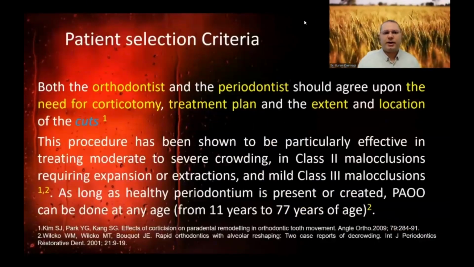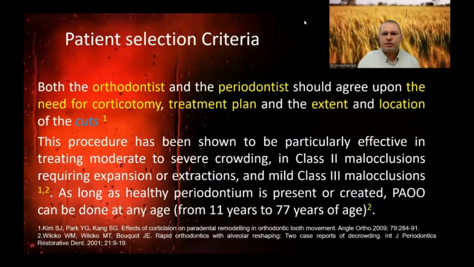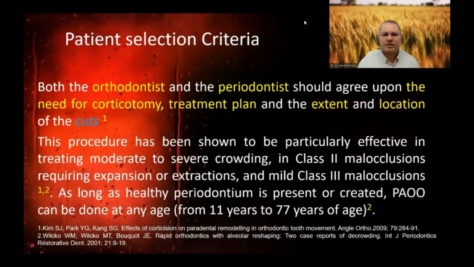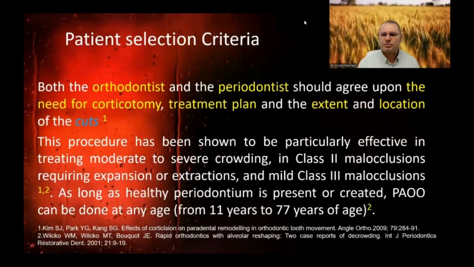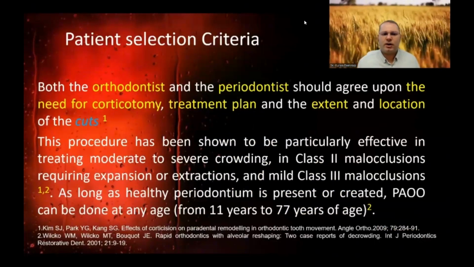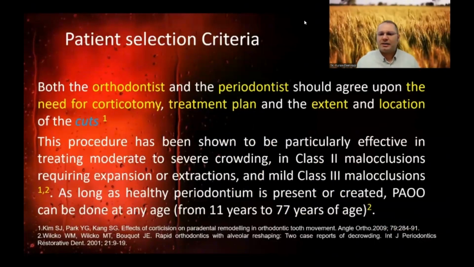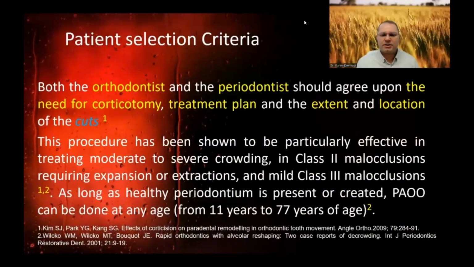Patient selection criteria. Both the orthodontist and the periodontist surgeon would have to agree upon the need for corticotomy, treatment plan, and the extent and location of the cuts. This procedure has been shown to be particularly effective in treating moderate to severe crowding, class 2 malocclusions requiring expansion, extraction, and mild class 3 malocclusions, as long as healthy periodontium is present or created.